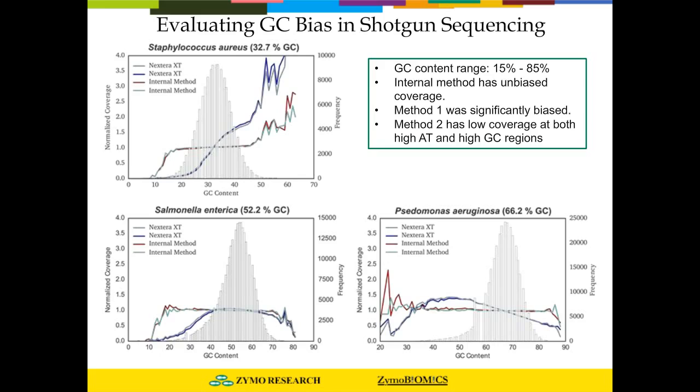The pie charts on these figures represent the GC distribution in each genome, and the curves represent the normalized sequencing coverage distribution along GC content. Ideally, if the sequencing coverage has no bias caused by GC content, the normalized coverage should always equal 1. And we can see this is almost the case in the case of using our internal method. However, in the case of the Nextera XT, we've seen underrepresentation for regions of both low GC content and high GC content.